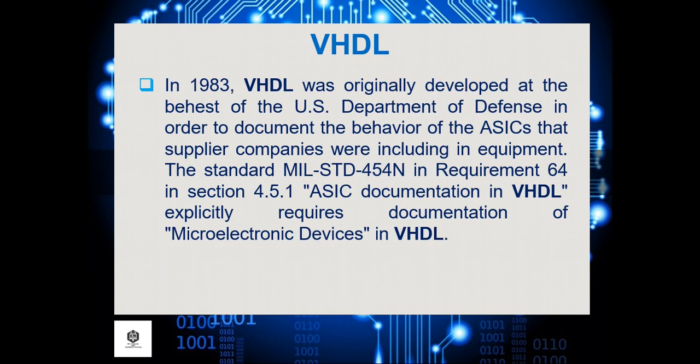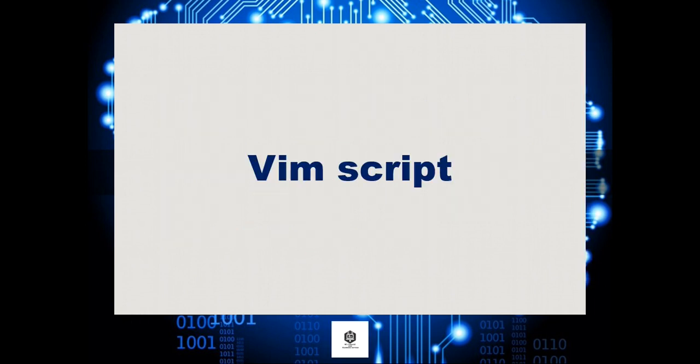In 1983, VHDL was originally developed at the behest of the U.S. Department of Defense in order to document the behavior of the ASICs that supplier companies were including in equipment. The standard MIL-STD-454N in Requirement 64 in Section 4.5.1 ASIC documentation in VHDL explicitly requires documentation of microelectronic devices in VHDL.